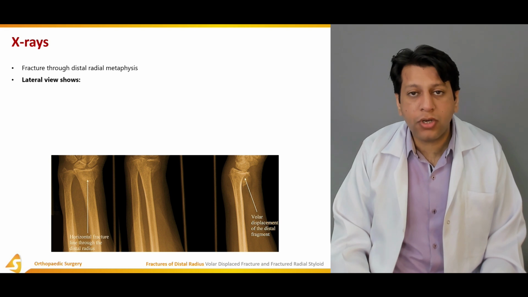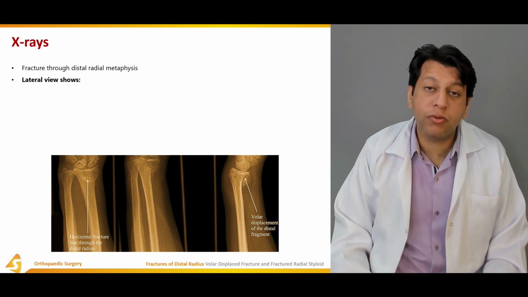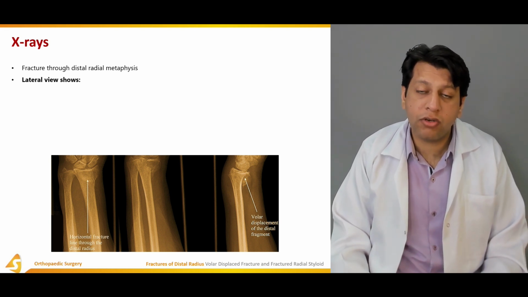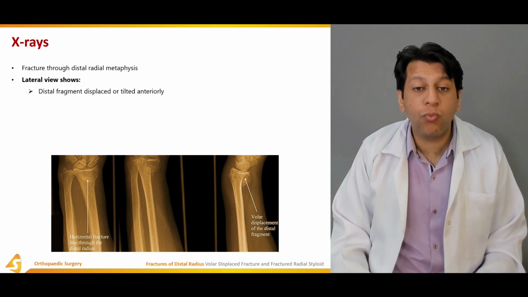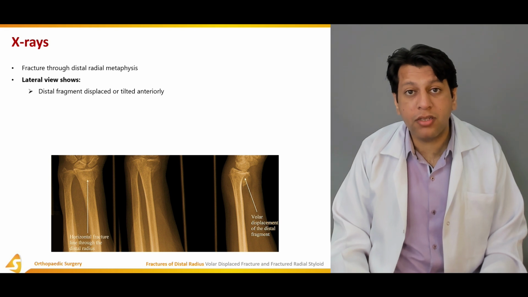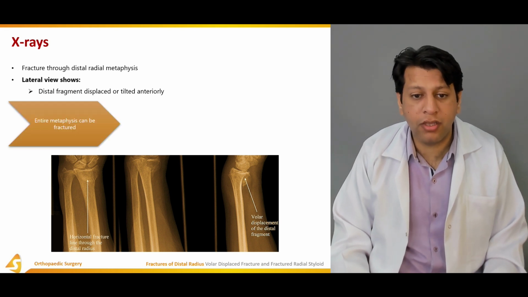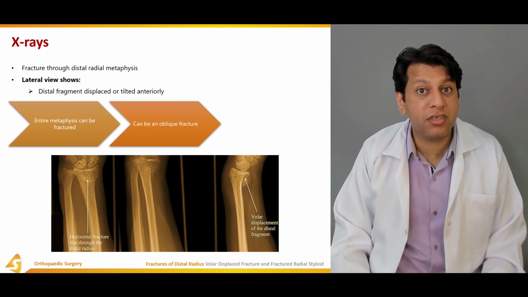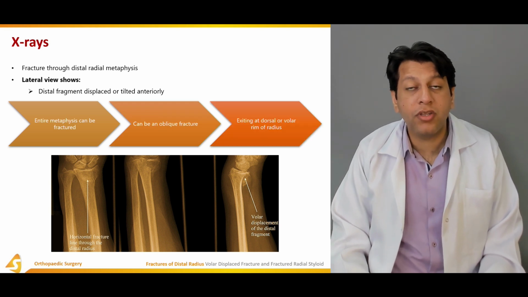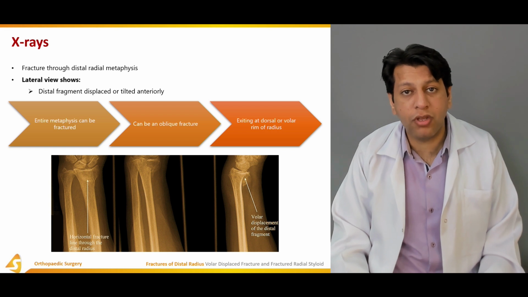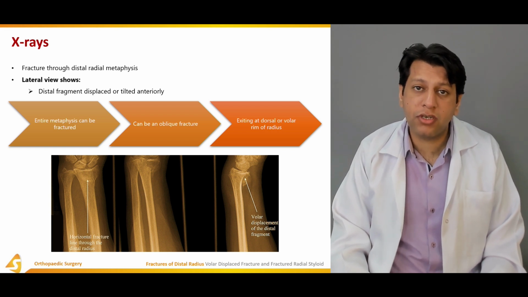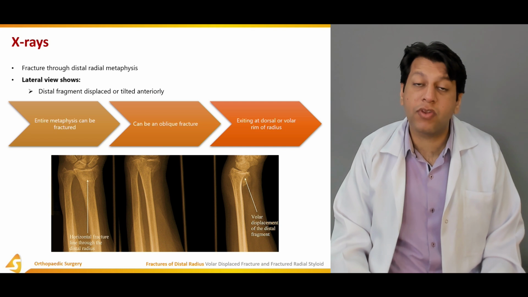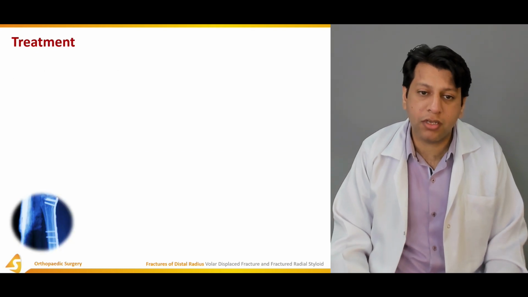So that is important. In AP and lateral views, you have to look at whether the fracture is present or not, whether there is any intra-articular extension or not, and where the distal fragment is going. Is it going dorsally or volarly? So the entire metaphysis can be fractured, it can be an oblique fracture, a shear-off fracture as well, which can exit dorsally or volarly. And when it exits dorsally, it causes a dorsal Barton. When it exits volarly, it becomes a volar Barton.